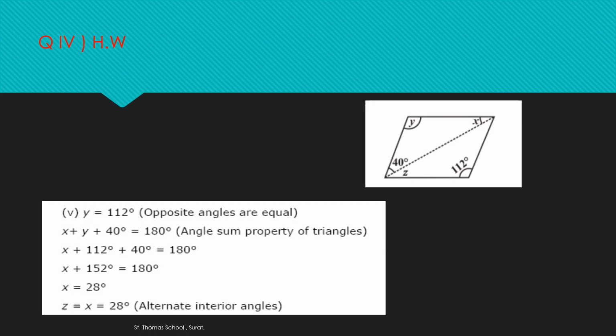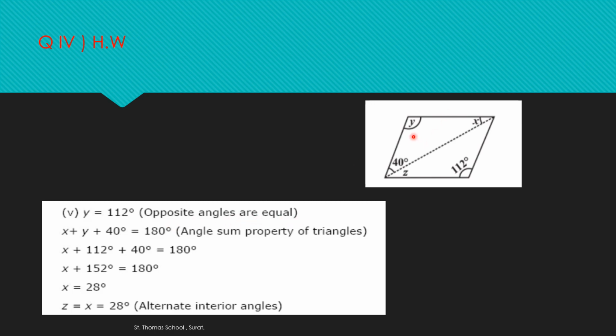Now question number 4, that you can do as homework. And question number 5, you have to find the value of x, y, z. Here this is a parallelogram, it's already given. So opposite angles are equal. So we can say that y is equal to 112, that is, opposite angles are equal.